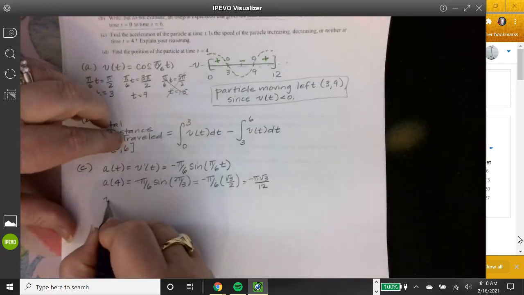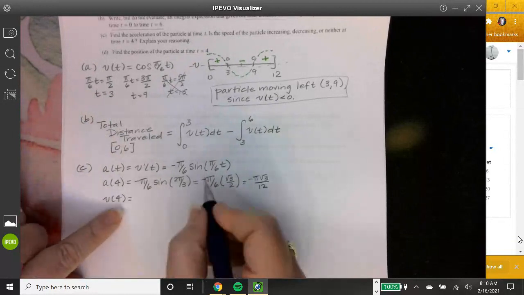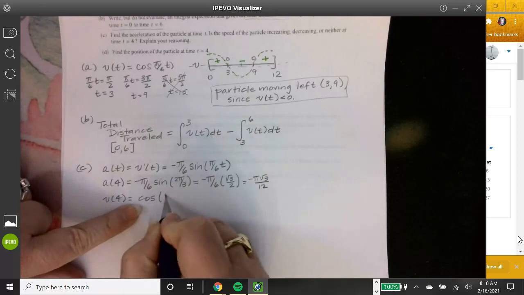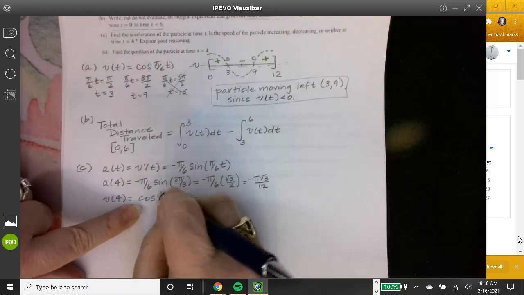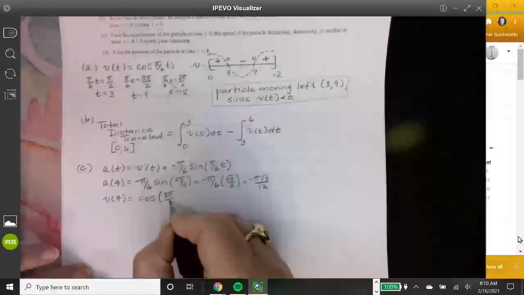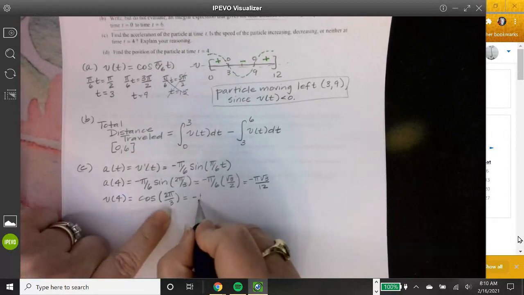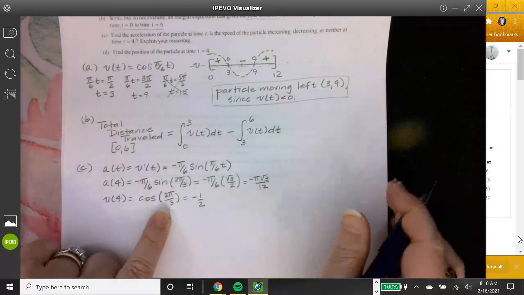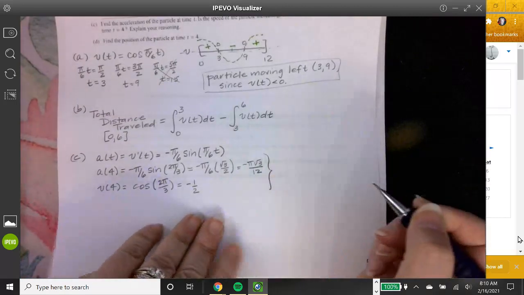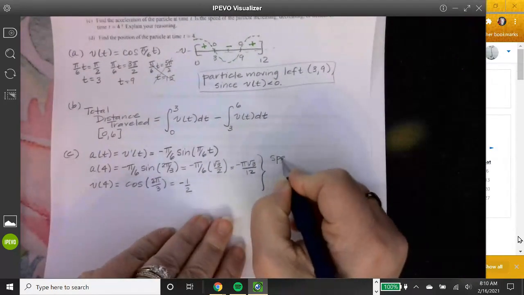And now I need to find the velocity at 4. All right, so the velocity is cosine of pi over 6 times 4, which is 2 pi over 3. Now the cosine of 2 pi over 3, this is a second quadrant angle here, so this is negative 1/2. Both of these numbers are negative. So what does that say about the speed? Well, we know the speed is increasing.